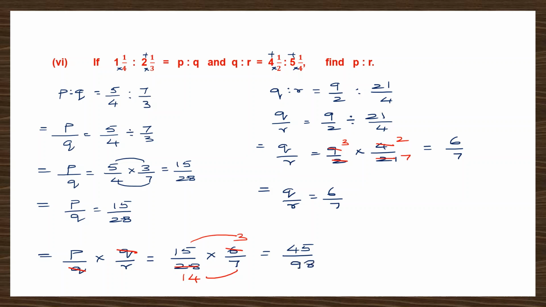So we've got P by R. Okay, so P by R is equal to 45 by 98. That means the ratio of P is to R is equal to 45 is to 98. So that is our answer. 45 is to 98.